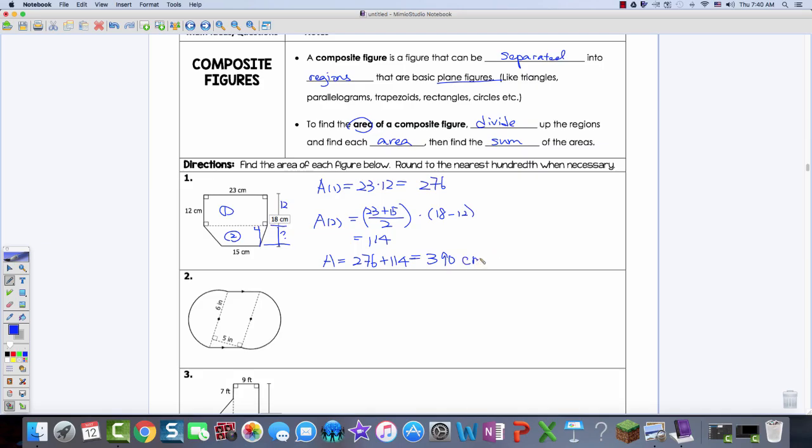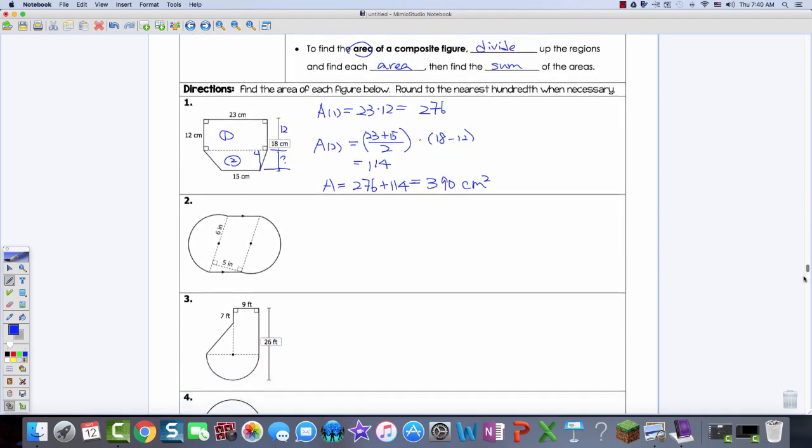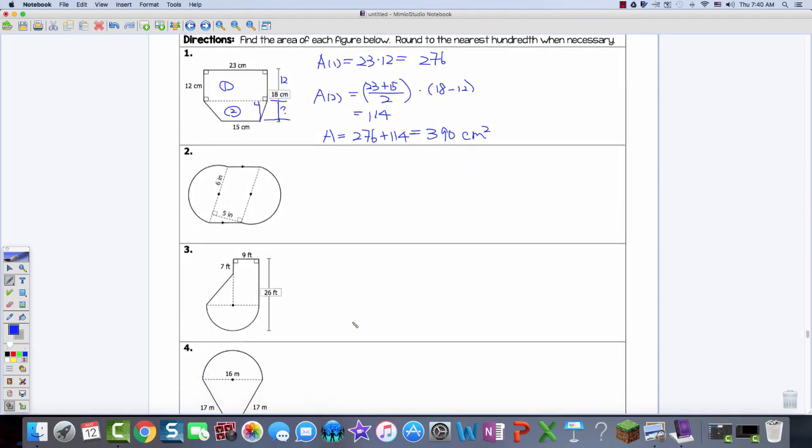And the unit, because it's an area, is square cm. The unit is centimeters. Okay, so just to recap, divide them up, find the familiar plane figures you know how to calculate the areas of, be careful with which formula you use, and then add them up together.